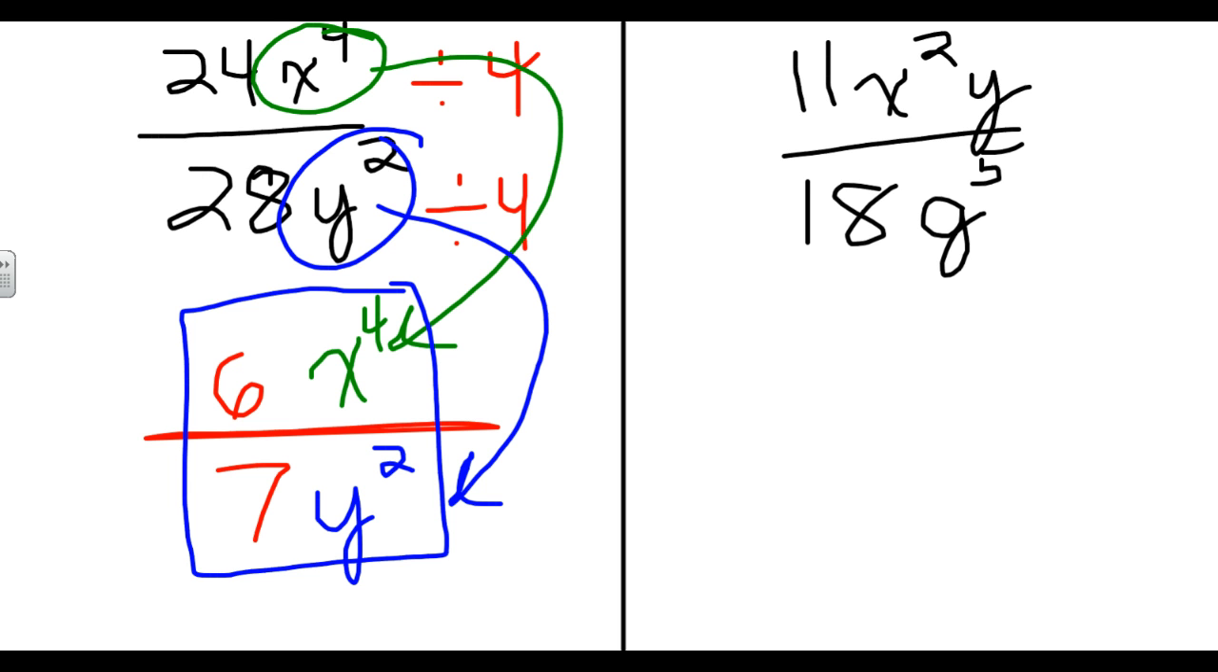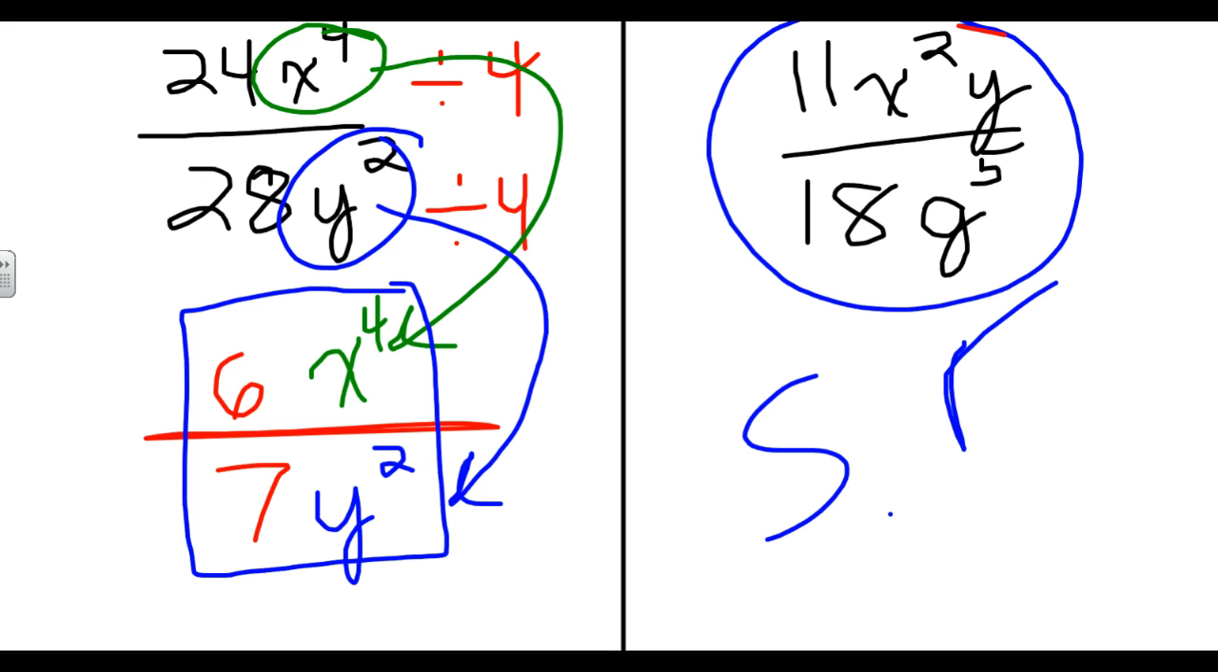And then for the fraction to the right, 11 and 18, there's already nothing there that we can cancel with the numbers. There are no other x's, there's only one y, and there are no other g's, so there is nothing common to the numerator and denominator. This, as crazy as it looks with a monomial in both numerator and denominator, is actually the simplest version of this fraction that we can come up with. This is in simplest form.